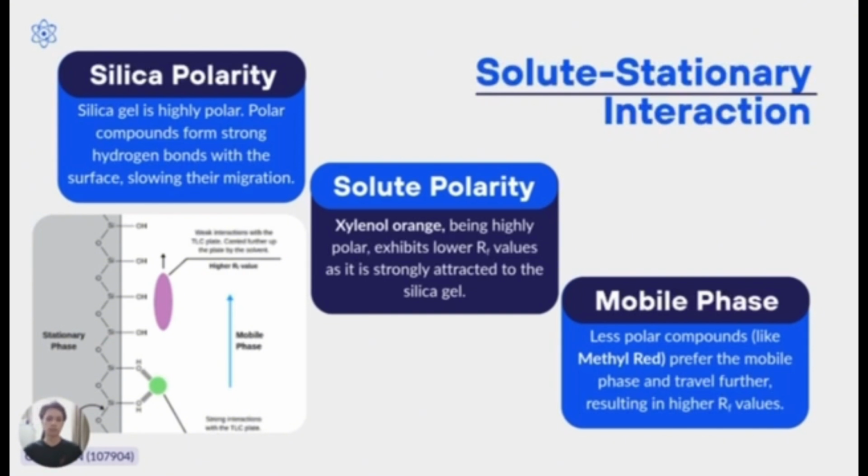Next is the mobile phase. So, less polar compounds, which seemingly is methyl red, prefer the mobile phase and travel further, resulting in a higher RF value.